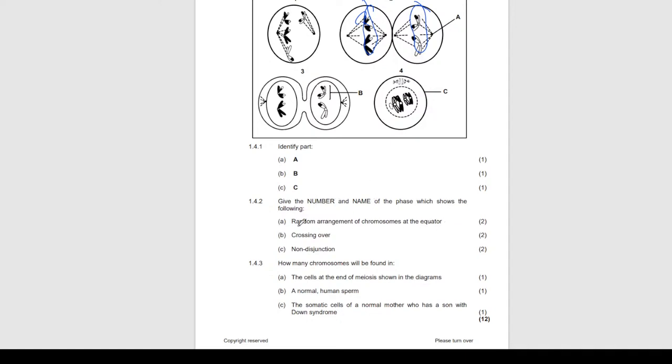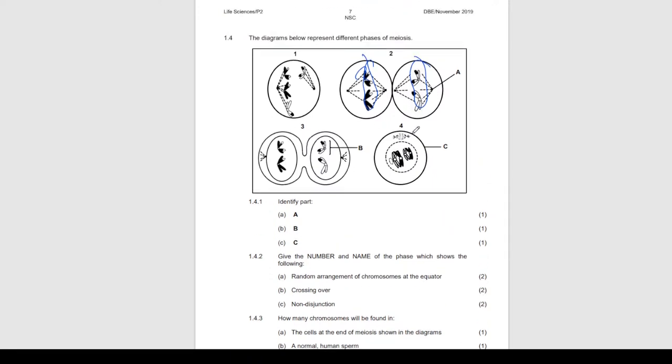Give the number and the name of the phase which shows the chromosomes at the equator. So the number is number 2. But which phase is it? Is it metaphase 1? You see, chromosomes are single. So it's meiosis 1, it's meiosis 2. So it means that it's going to be metaphase 2. And then crossing over only takes place in prophase 1.